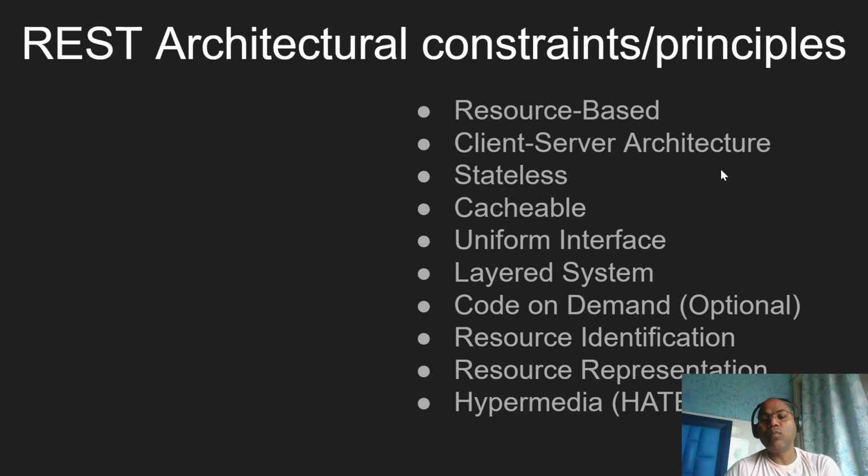So these are almost 6 to 8 REST architectural style constraints or principles. While building an API, you follow these principles rigorously. Otherwise, maybe some rule you can violate, or some rule you can relax, and then you can simply say, here is the REST API.